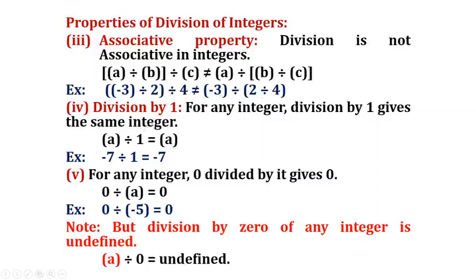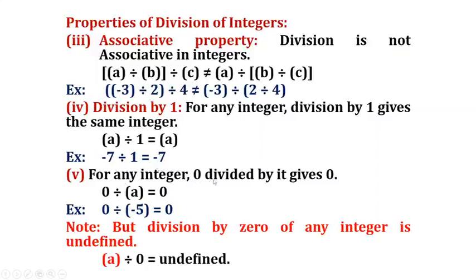The next, division by 1. For any integer, division by 1 gives the same number. You know, this is a natural phenomenon, which is a divided by 1 is equal to a. So minus 7 divided by 1 is equal to minus 7, 2 by 1 is equal to 2, 3 by 1 is equal to 3. Same number you will get.